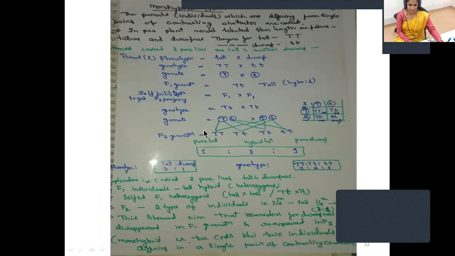Okay, what explanation can you give here? Here we crossed two pure lines, that is tall and dwarf. Okay, when we got the F1 individuals, we got the heterozygous, right? Capital T and small t. In F2, what happens here? Two types of individuals we got here. That is 3 by 4th or 1 by 4th. 3 by 4th tall and 1 by 4th dwarf. This showed that the character for dwarfness, which disappeared in the F1 generation, reappeared in the F2 generation.